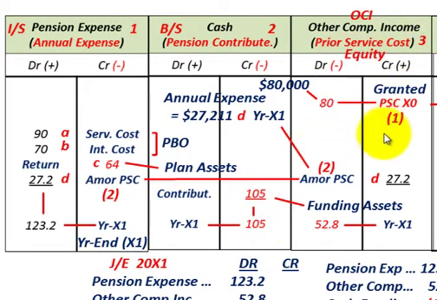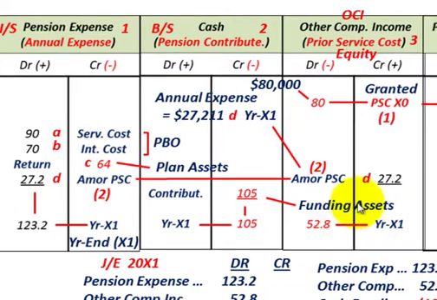Now we move over to our other comprehensive income. We already went through that here. The debit to the amount that was granted for that prior service by the employees for the pension plan of $80,000. Then we had the amortization for the year of the pension expense, a credit to reduce what our other comprehensive income was of $80,000 by $27,200. We ended up with the balancing amount at year X1 of $52,800.